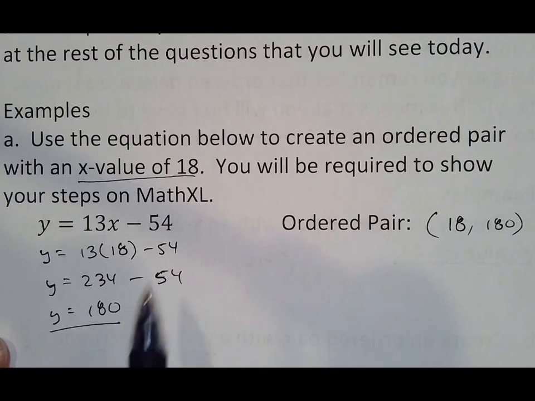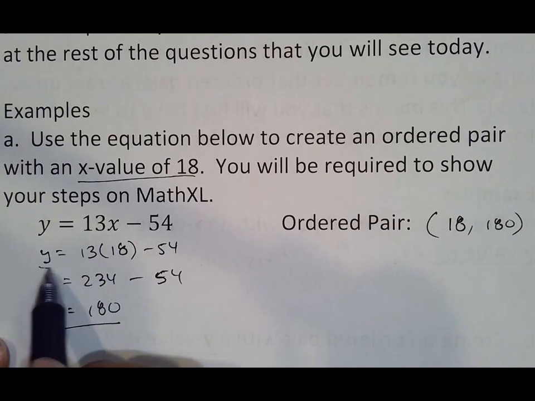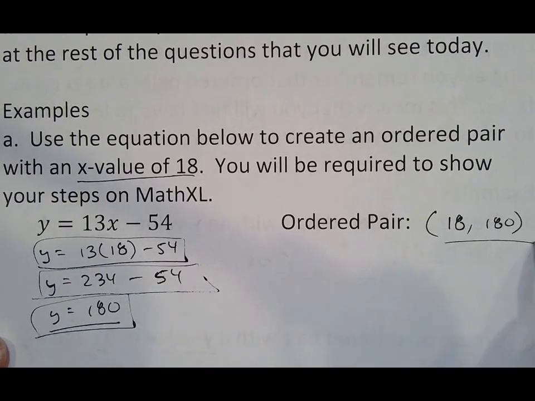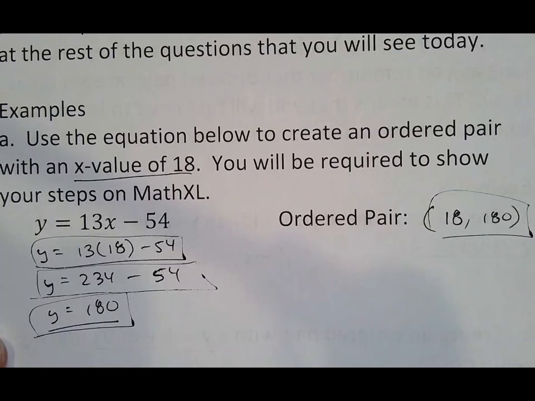So again, all of this is going to be there. You're going to have to put all these numbers into boxes because those are the steps you're showing, and you're going to have an ordered pair box that's going to ask you to do that also. So that is what you're going to see.